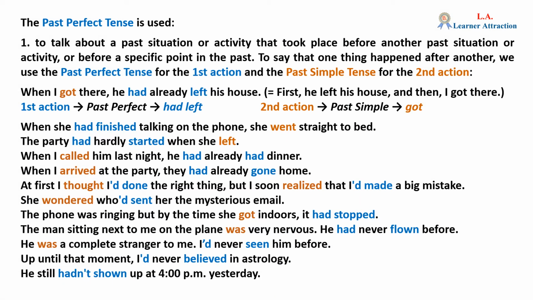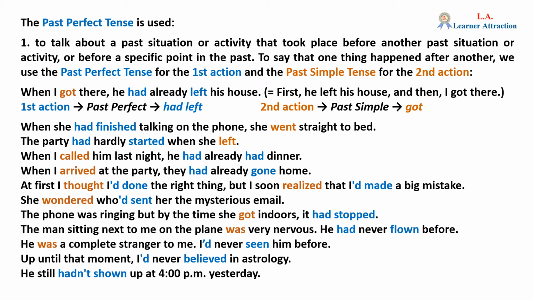The past perfect tense is used, one, to talk about a past situation or activity that took place before another past situation or activity, or before a specific point in the past. To say that one thing happened after another, we use the past perfect tense for the first action, and the past simple tense for the second action. For example, when I got there, he had already left his house. Means, first he left his house, and then I got there.